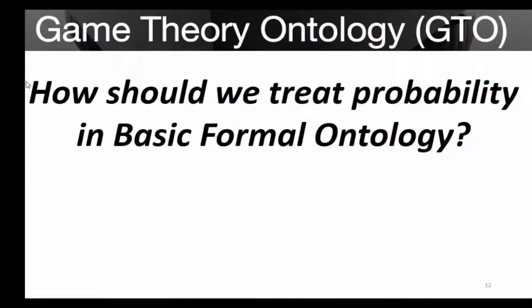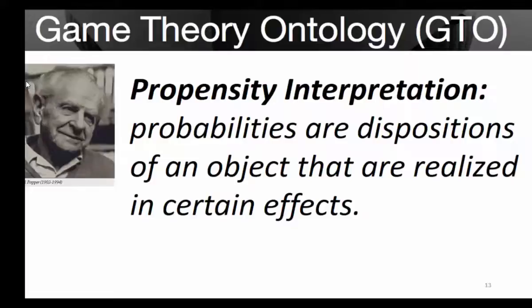One basic question: how should we treat probability in BFO? This is a problem that lots of us have thought about, and there are different treatments of probability in semantic web technologies. I don't think Basic Formal Ontology has a great one. You might think that we should go the disposition route. So Karl Popper held this view, the propensity interpretation, that probabilities are dispositions of an object that are realized in certain effects. I want to bring to your attention two problems I see with this.